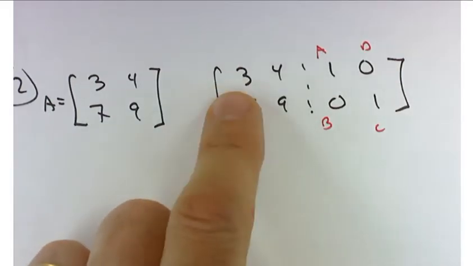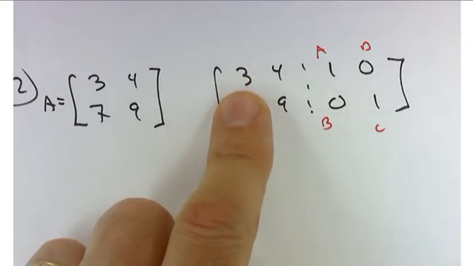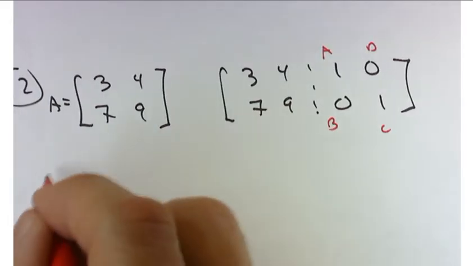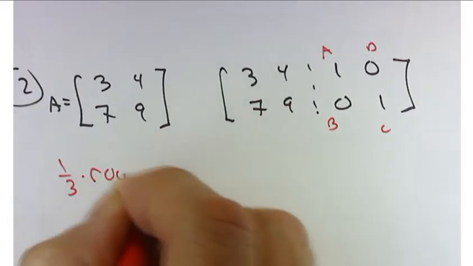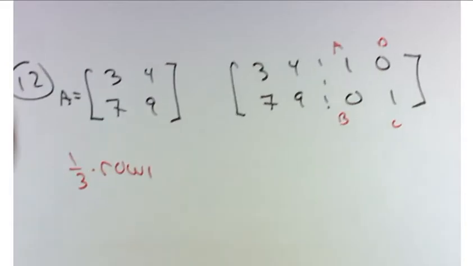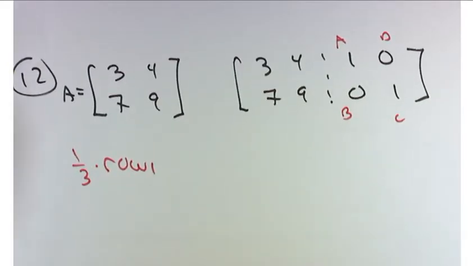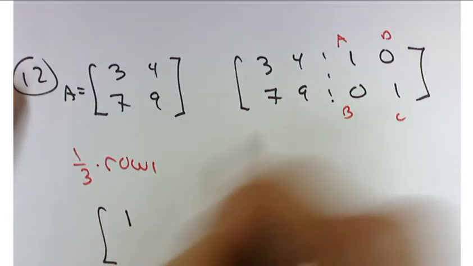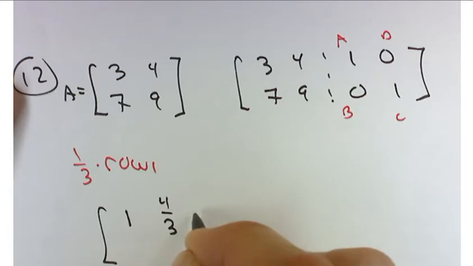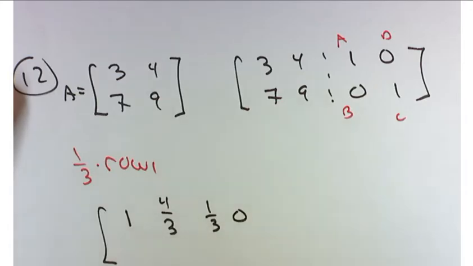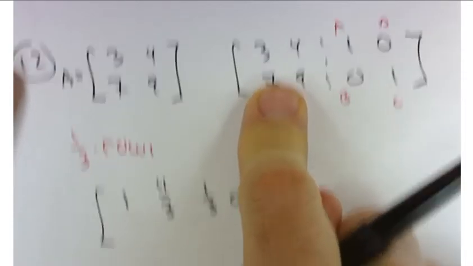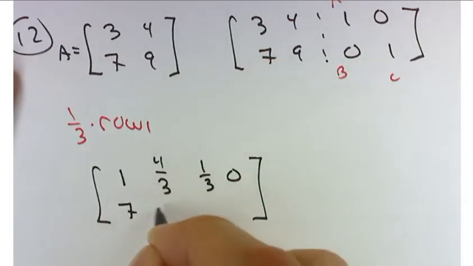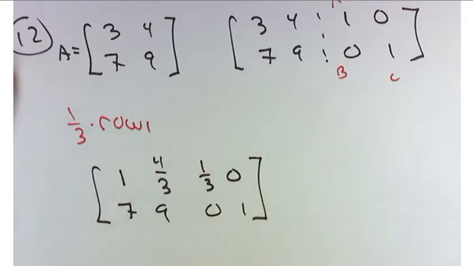How can I make this first element a 1? Well, I can multiply 1/3 times row 1. So what's that going to look like? Well, that's going to be 1, 4/3, 1/3, and 0. Now I didn't touch the second row, did I? So that's still the same. It's 7, 9, 0, and 1.